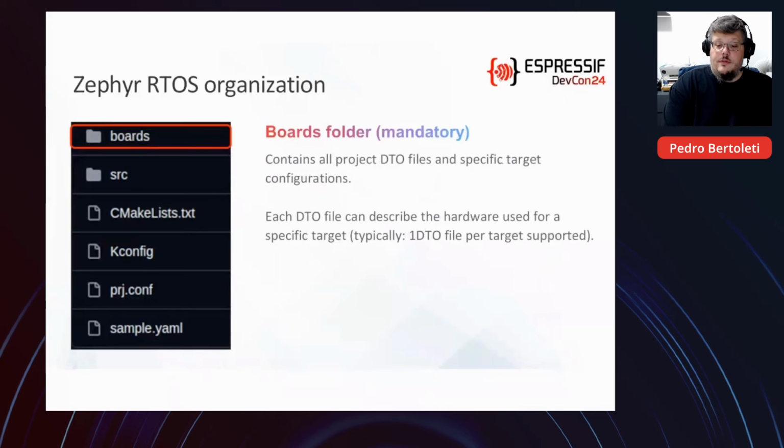The first item I would like to highlight is the board folder. This folder is mandatory and contains all the project's Device Tree Overlays, which stands for DTO files, for any specific target configurations. So each DTO file can describe the hardware used for a specific target. Each microcontroller or each SoC that should run this application should have a separate, dedicated DTO file in this folder.